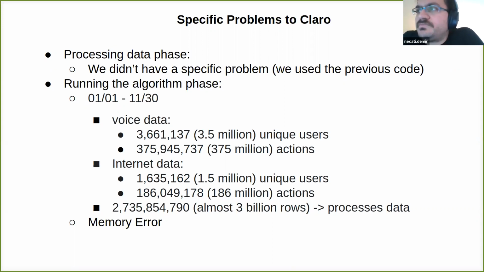Internet data, 1.5 million unique users and 186 million actions. These are good numbers. And after processing, we have almost 3 billion rows. We process it. What is the processing phase? That is the phase I tried to mention. We need to use our art. So for example, how I converted these 300 million actions to 3 billion rows.